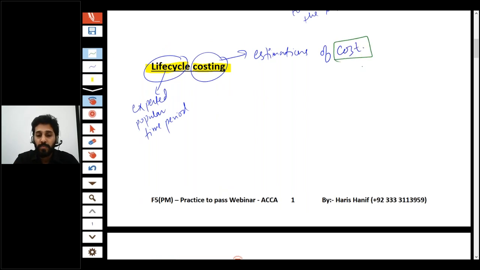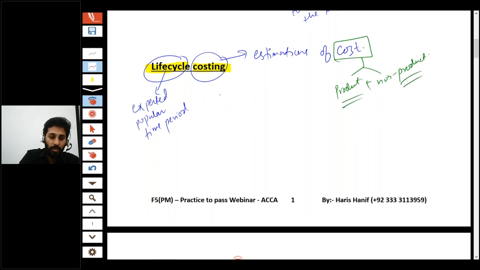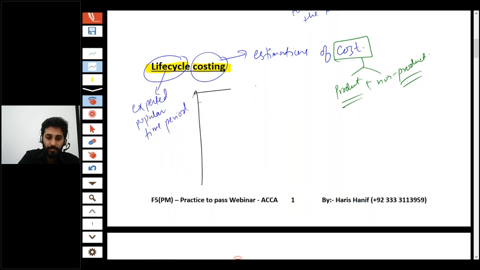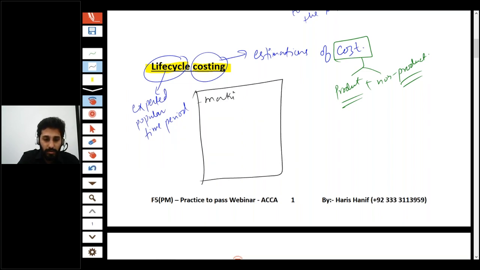And remember one thing, the cost is production plus non-production. So in life cycle costing, you are actually making a profile of the cost.